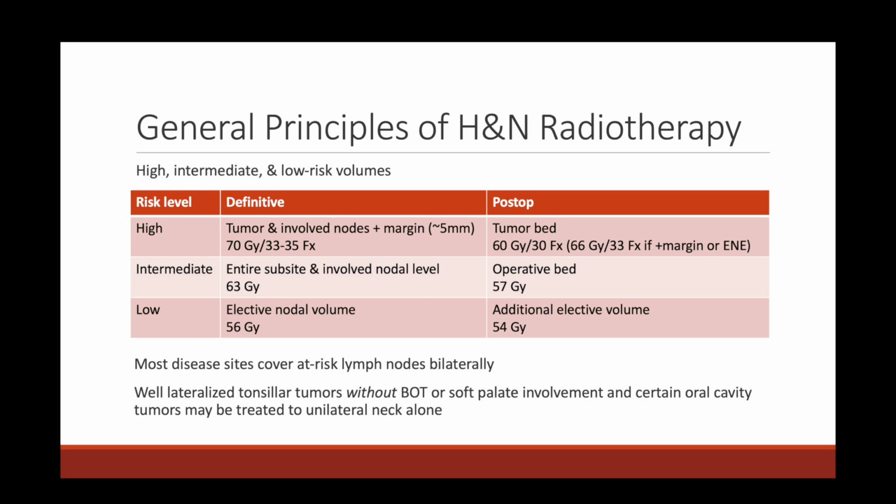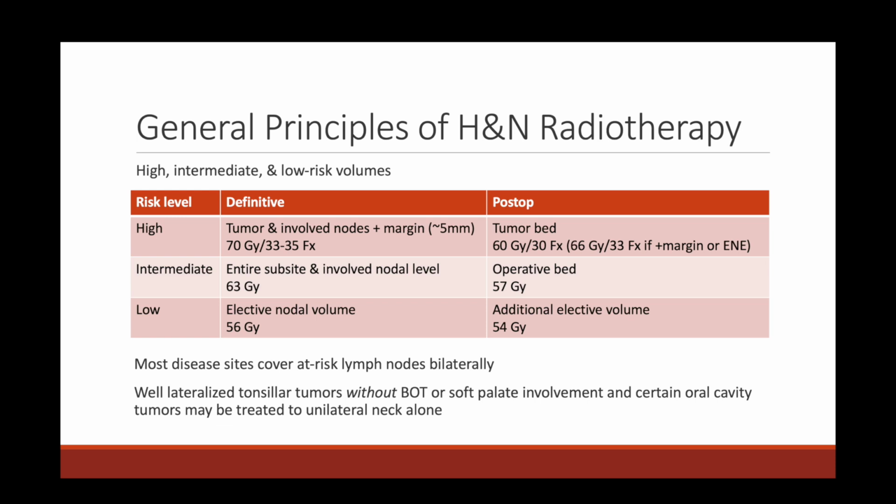These same principles we think about across all sites of the head and neck, and even in the postoperative setting, we typically will cover the tumor bed with our high risk volume, the operative bed with our intermediate risk volume, and then there's an additional elective volume that we might consider taking to a low dose of radiation. So in the definitive setting, our maximum dose is typically 70 gray. In the postoperative setting, our maximum dose is 60 to 66 gray.